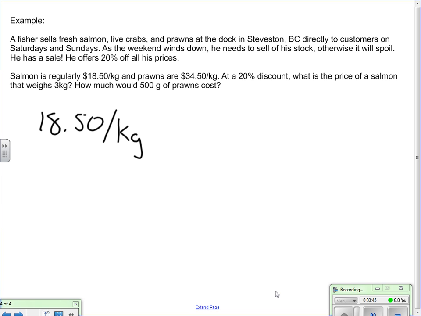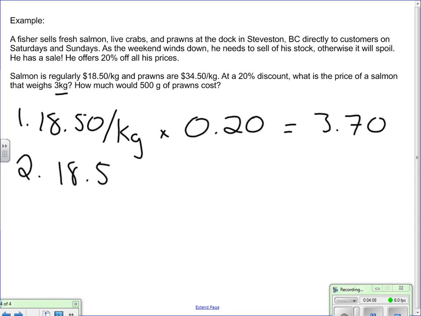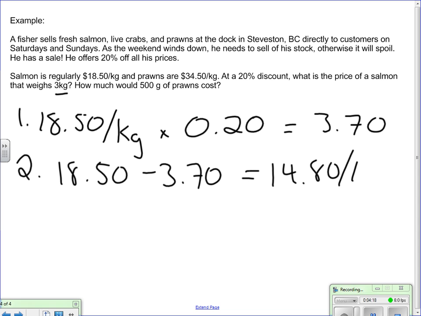And we're looking for the price of salmon that weighs 3 kilograms. So first of all, we have to figure out what the discounted price is per kilogram. So we're going to take $18.50 and we're going to times it by the 0.20. And that's going to leave us with a discount of $3.70. Remember, that's step one. Step two, we're going to take that $18.50 and we're going to subtract the $3.70, the discount, and we're going to come to the actual new price of $14.80 per kilogram.